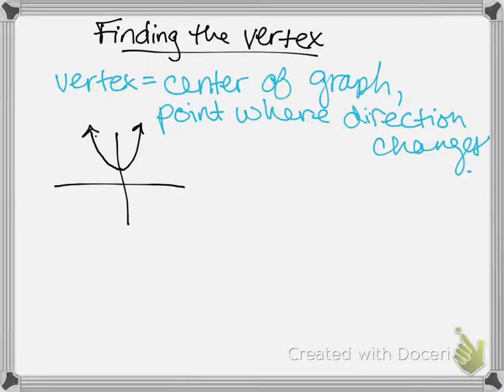If I look at the left half of the graph, when I read it from left to right, it is decreasing. It's going down. It has a negative slope. So it is decreasing all the way down to this point right here. Once it hits this point, it changes from decreasing to increasing. All of a sudden it has a positive slope. So the vertex is where it's changing direction. It changes from a negative slope to a positive slope, or from decreasing to increasing.